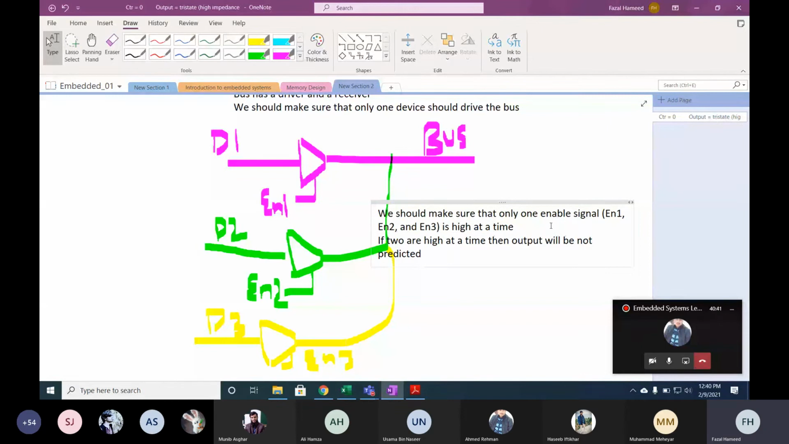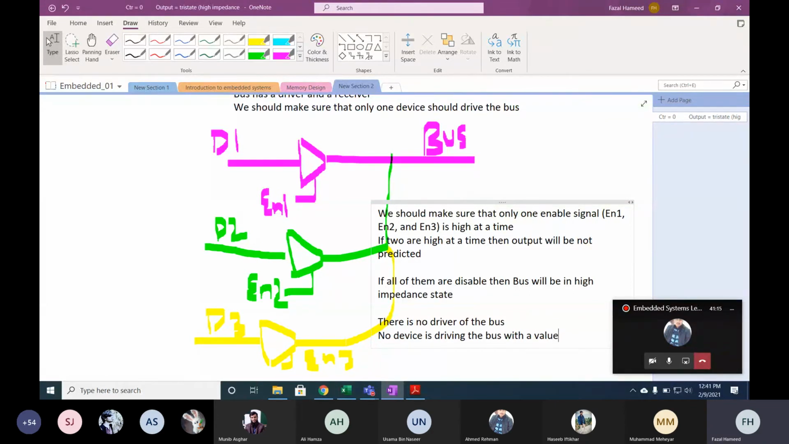You should also make sure that if all of them are disabled, then the bus will be in the high resistance state, the high impedance state. When the bus is in high impedance state, it means there is no driver of the bus. What does it imply? No device is driving the bus with a value, so you cannot predict the output.